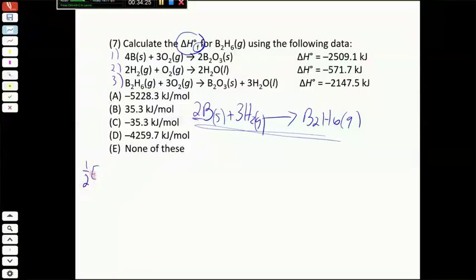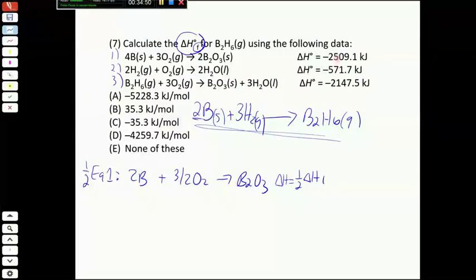So if we take the first equation and multiply it by 1/2, we take all of these coefficients and we get 2 B's, I'll leave out the states of matter because they're not important for this problem, plus 3/2 O2 going to B2O3. And then the delta H for this, when we modify it, is going to be 1/2 times that first delta H. So if we multiply all the coefficients by 1/2, we also multiply the delta H by 1/2. So that's going to be 1/2 times this number here, which comes out to minus 1254.6. So that's half of that delta H when we modify it.